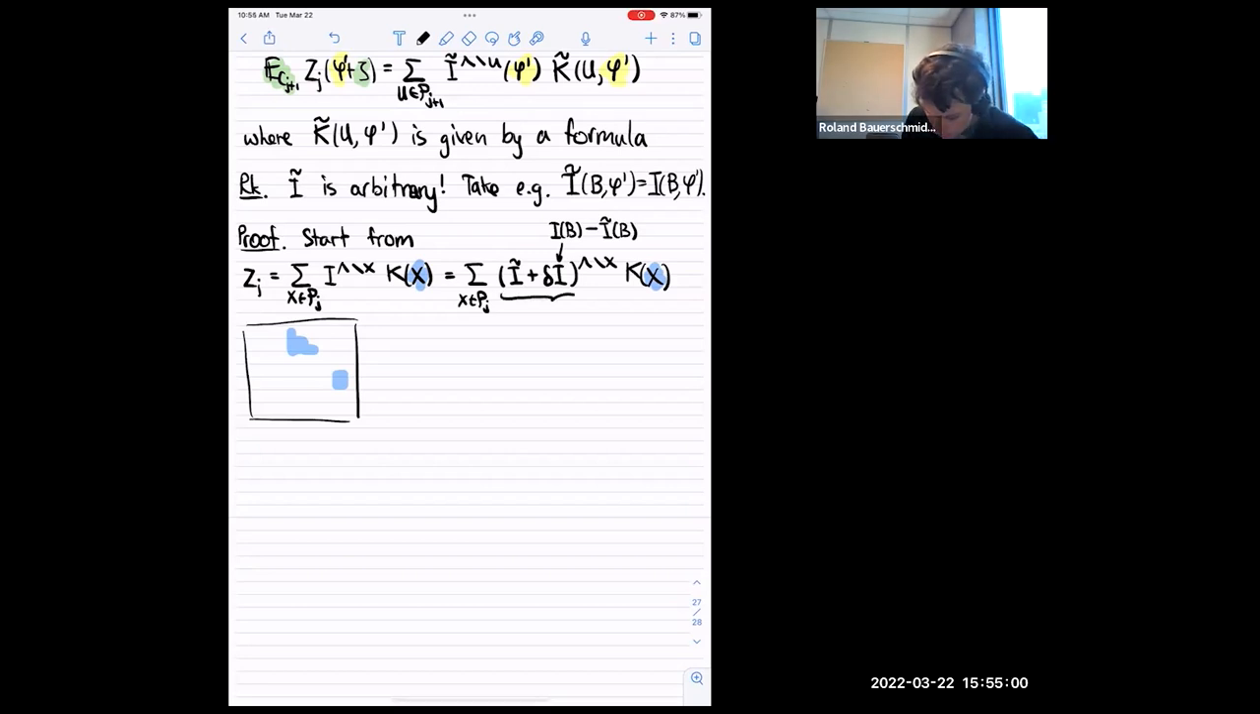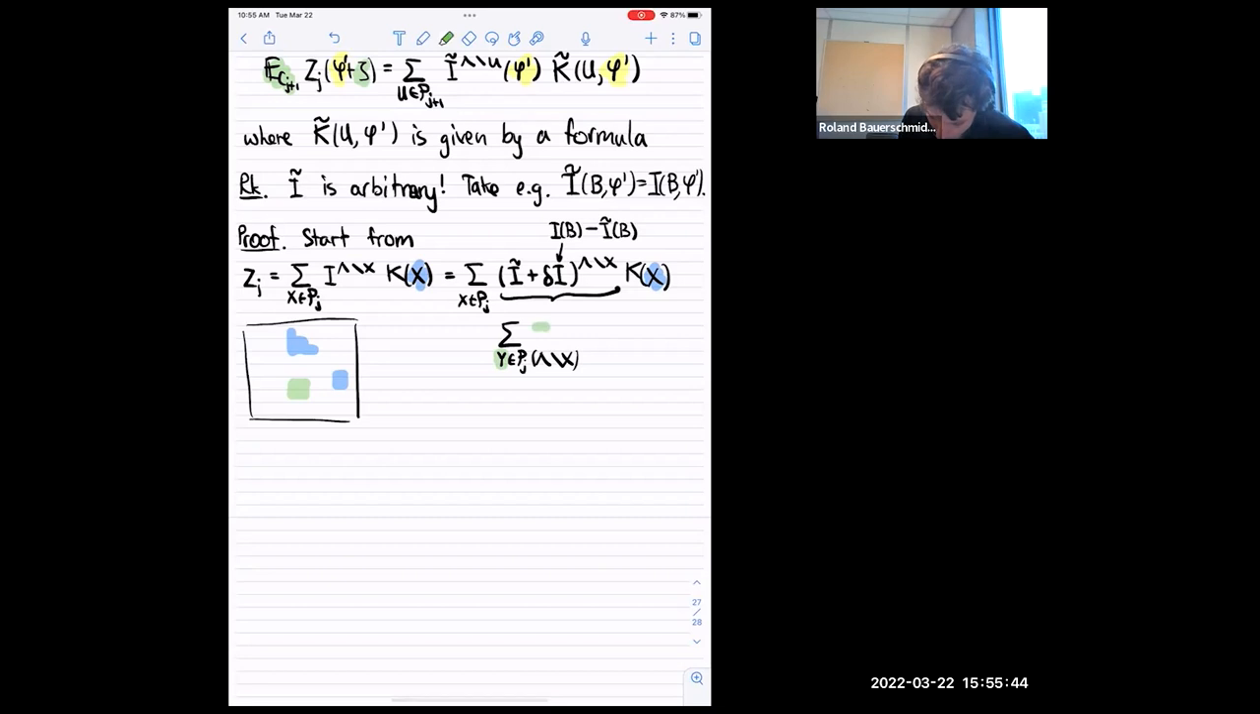Now this product here, we can expand. We can do a binomial expansion, right? It's of the form A plus B to a power. So the binomial expansion of this term looks like this. We're summing over a set Y, which is a subset of lambda take out X. So in other words, it's a subset of the white set, right? So Y is say this green set here. It's a subset of all the white part.